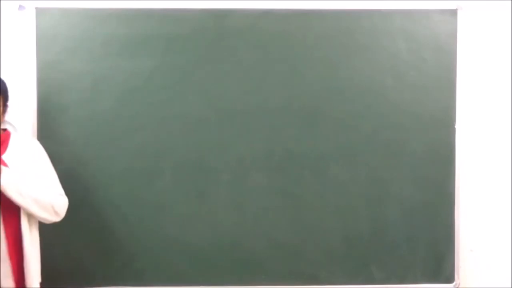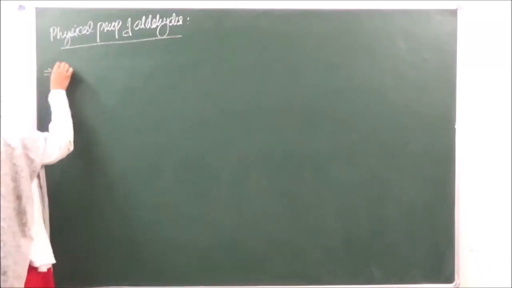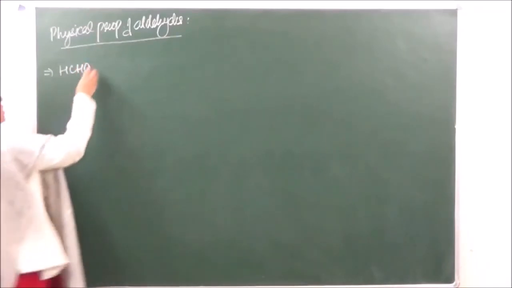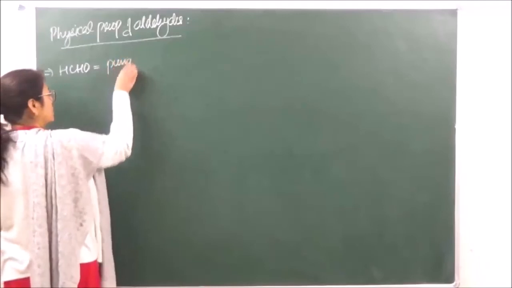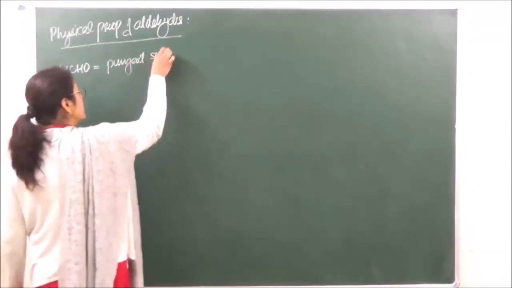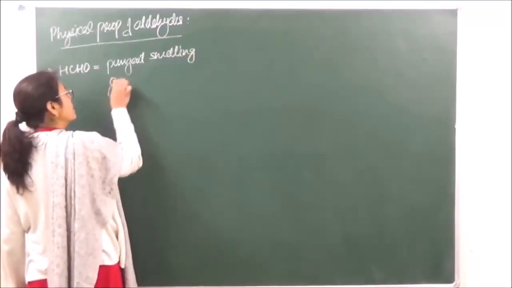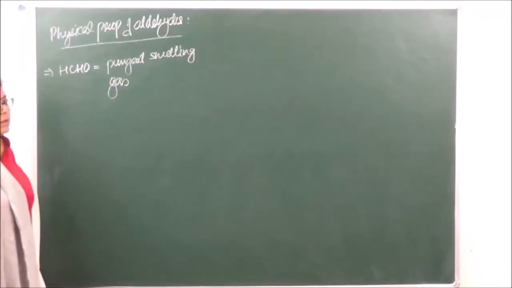Next we have physical properties of aldehydes and ketones. Both we are going to discuss simultaneously. When we talk of physical properties of aldehydes and ketones, it is seen that the lowest member, which is methanal, is going to be a pungent smelling gas.